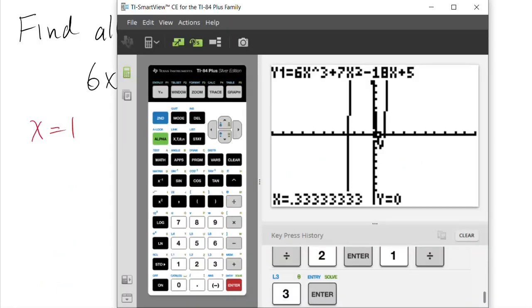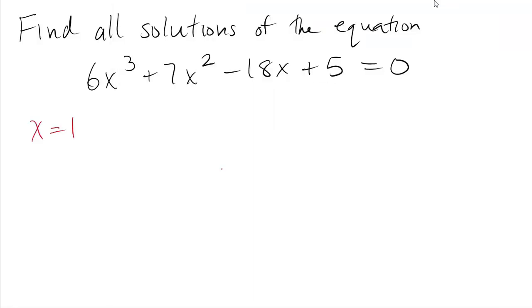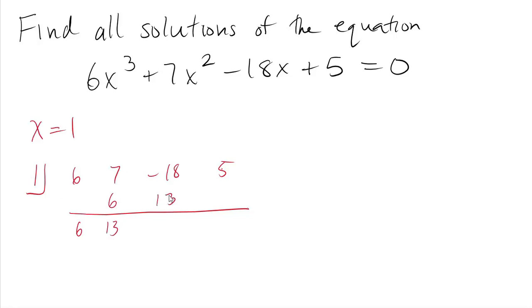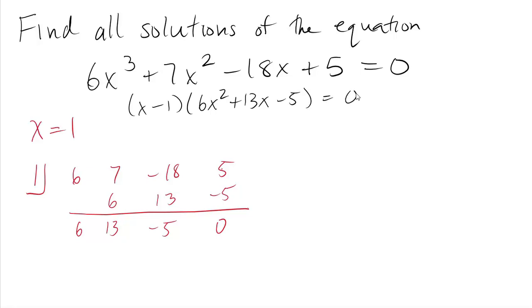Starting with the solution x equals 1 that we could easily see in the graph, I can start to do division to break this thing down. I'm going to put 1 in the nook and divide this out. I'm guaranteed to get a remainder of 0 because I know 1 is a 0 of this function. So drop the 6 down. 7 plus 6 is 13. 1 times 13 is 13. Negative 18 plus 13 is negative 5. 1 times negative 5 is negative 5. Negative 5 plus 5 is 0, just like we expected. And so that tells us that we can actually factor the original polynomial to x minus 1 times 6x squared plus 13x minus 5. And now it turns out that we can factor this expression.